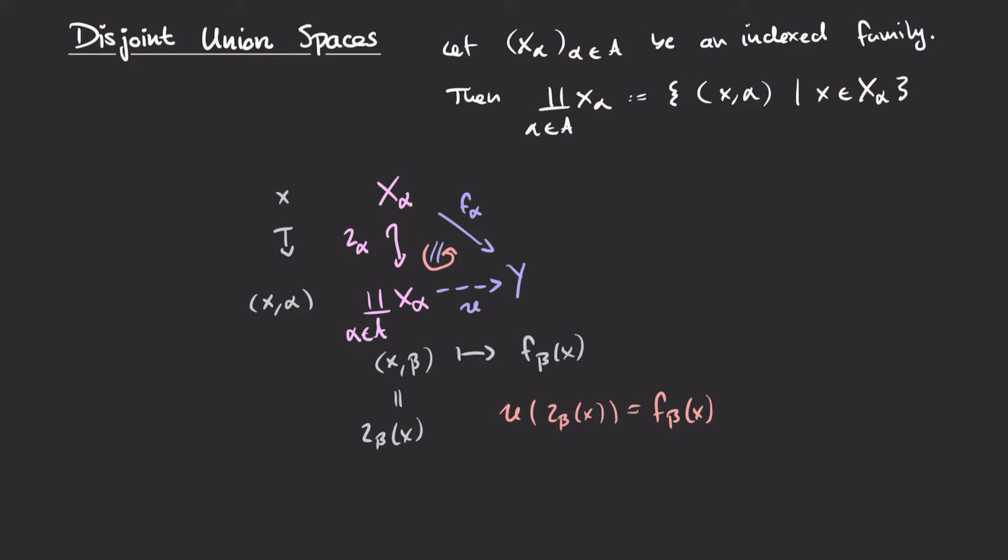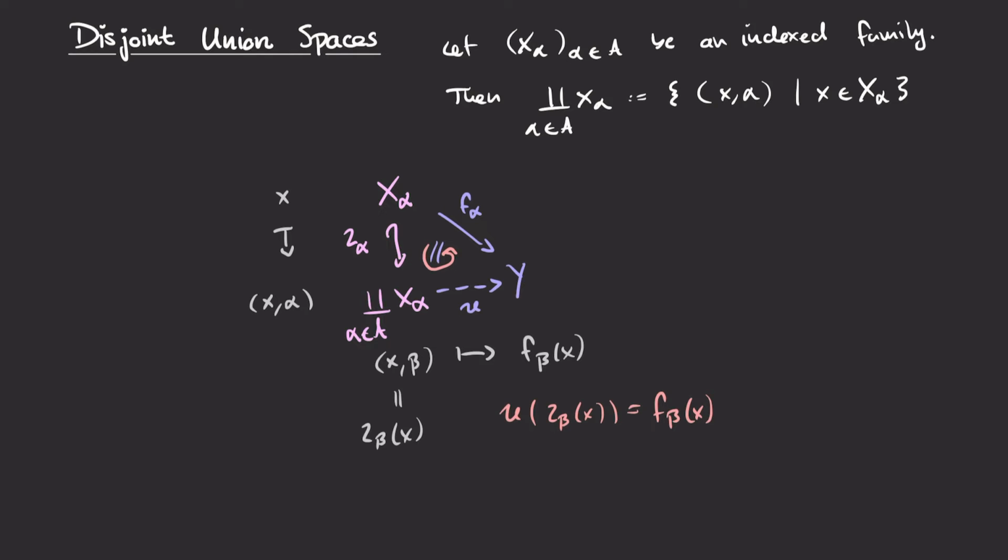So far, we've shown that if we have, for each index alpha, such maps F alpha going from X alpha to Y, then we can construct a function U going from the disjoint union to Y that makes all of these triangles commute. The additional claim in the universal property is that this map is unique. The reason for this is that every element of the disjoint union has the form J beta of X for some element X in some X beta. In other words, each element of the disjoint union originates from some X alpha in the family X alpha, alpha in A.